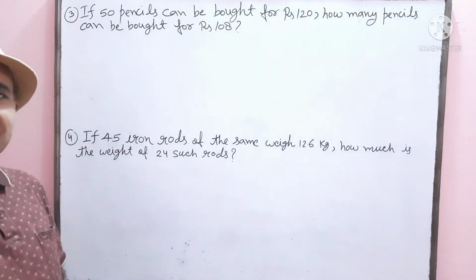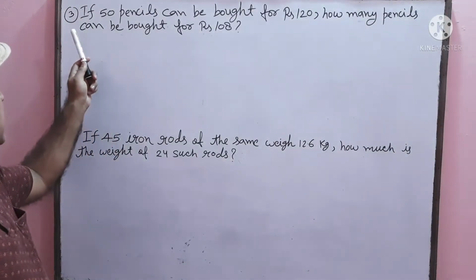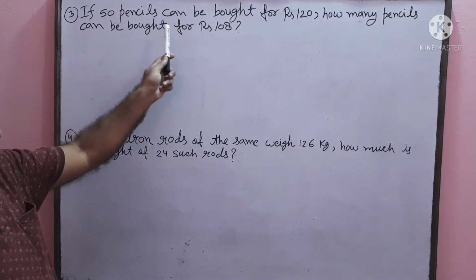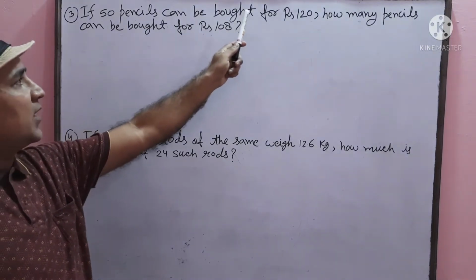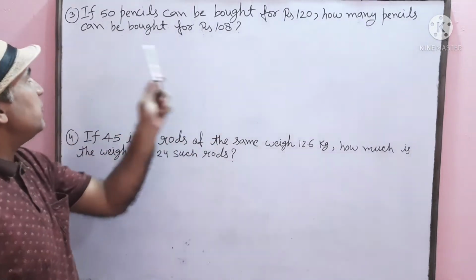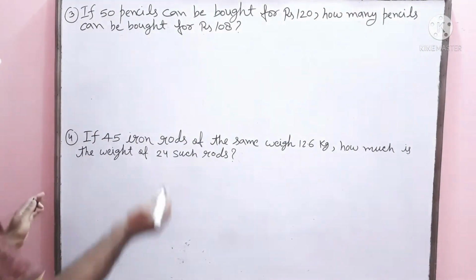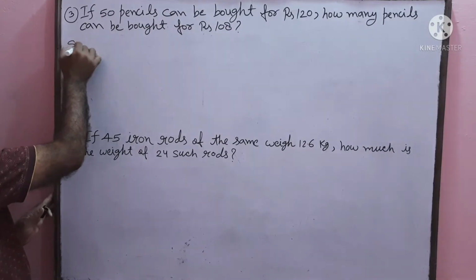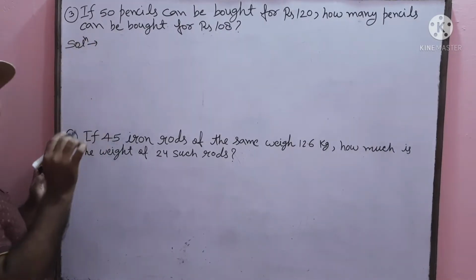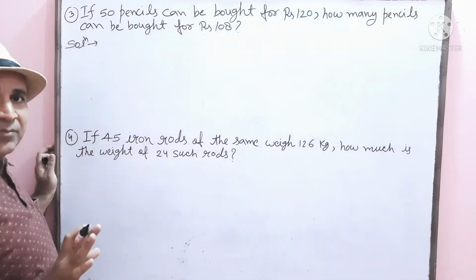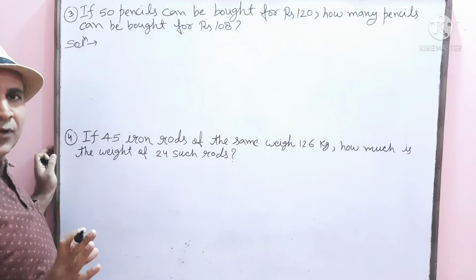Okay children, now see some more questions. The third question is, if 50 pencils can be bought for rupees 120, how many pencils can be bought for rupees 108? See how to solve. Once you understand the method, the question will be very easy. Very easy you can solve.